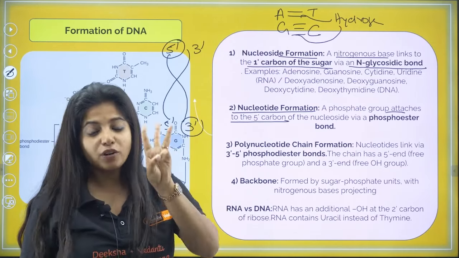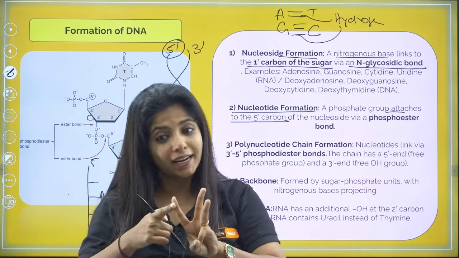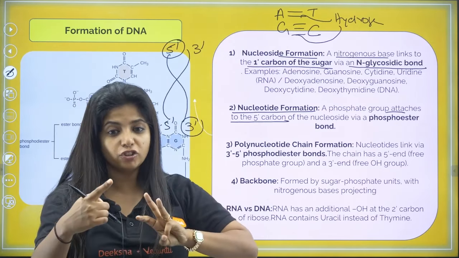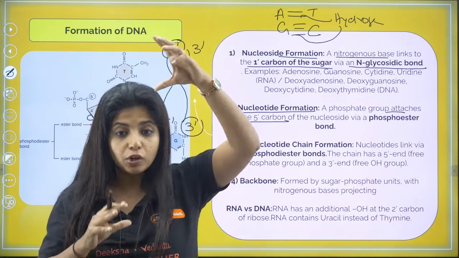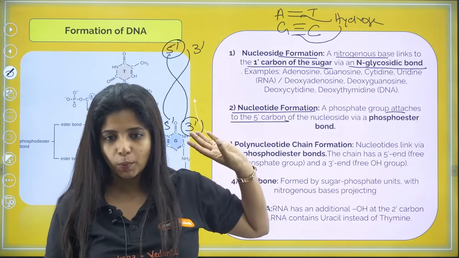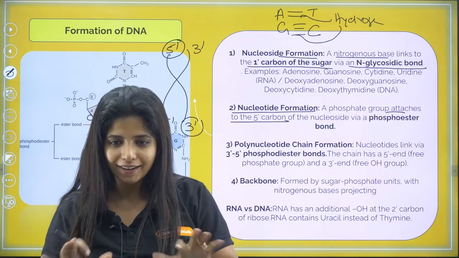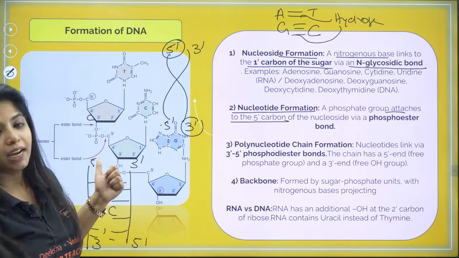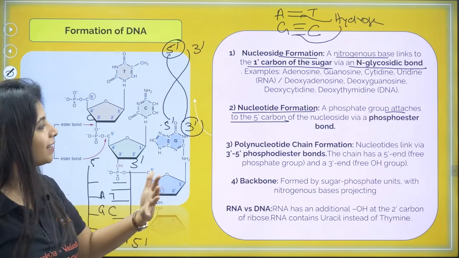Can you remember? So as of now, we have studied about 3 bonds. N-glycosidic bond between pentose sugar and nitrogenous base. Phosphodiester bond between 2 nucleotides, phosphate group and things like that. Okay. And then hydrogen bonds as well. Clear? Crystal clear? Done? Dusted? Okay. Now, I'll go ahead.